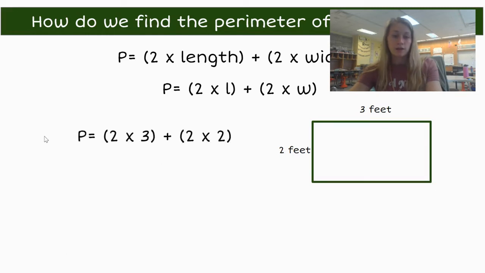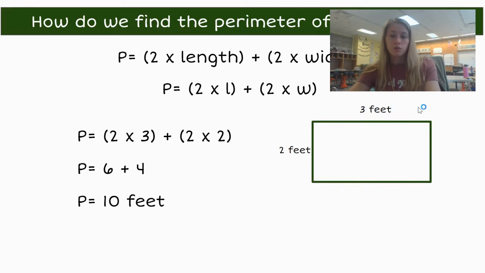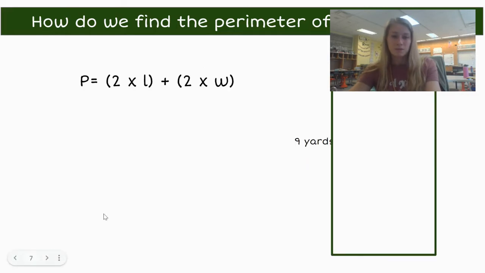That equation will look like this. The perimeter, the total outside, equals 2 lengths, which is 3, plus 2 widths, which is 2. I have to do the parentheses first, so 2 times 3 gives me 6, plus 2 times 2 is 4. Then I can combine them together. 6 plus 4 equals 10, so my perimeter is 10 feet around. Now to check ourselves, we can always add. 3 plus 3 gives me 6, plus 2 more is 8, plus 2 more is 10. And look, we are correct.